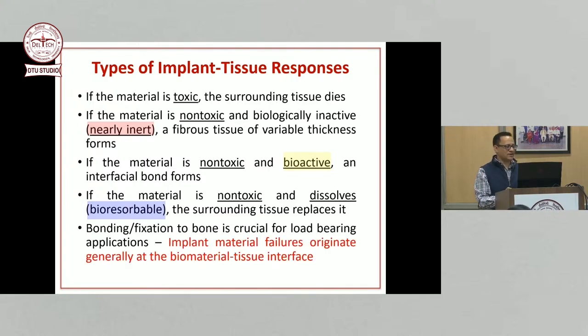Implant material failures originate generally at the biomaterial-tissue interface, right? So the interface of the biomaterial is very important because it can be toxic to the cells, and that's where the bonding of tissue happens.